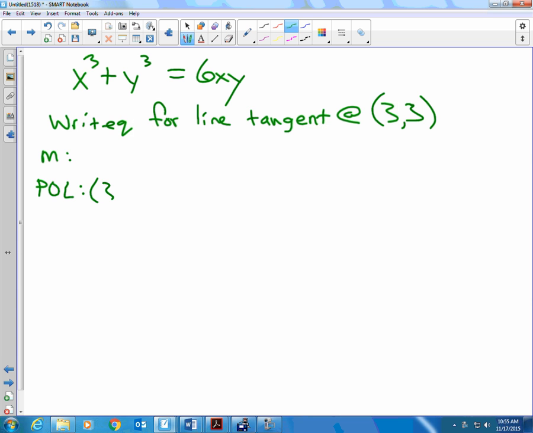What do we have? We have our point on our line is 3, 3. And our slope, how do we find our slope? What's the derivative of x to the third? What is the derivative of y to the third? Very good. Product rule. Derivative of 6x times y plus 6x y prime. Very good.